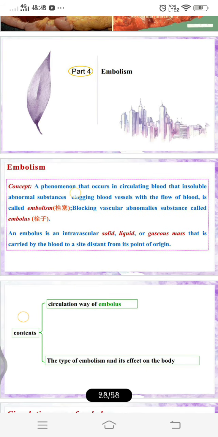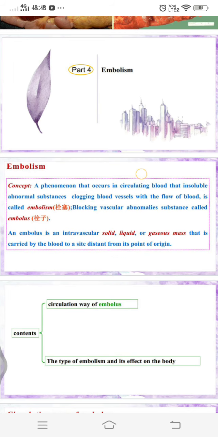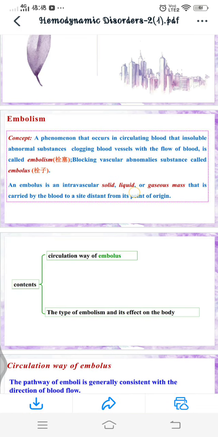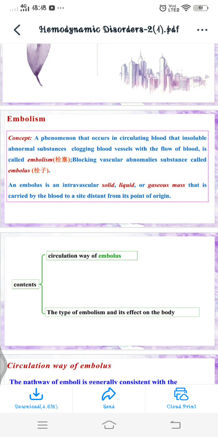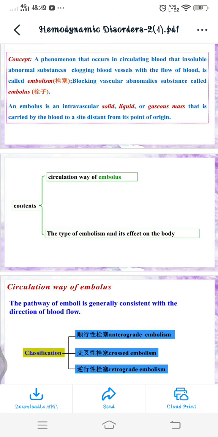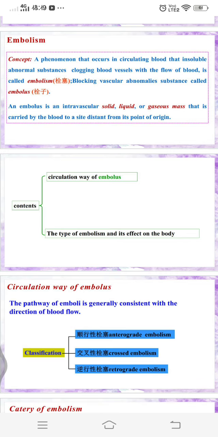The phenomenon that occurs in the circulating blood, where an insoluble abnormal substance clogs the blood vessel and blocks the flow of blood, is called embolism. The blocking abnormal substance is called an embolus. So an embolus is intravascular, may be solid, liquid or gas, and is carried by the blood to a site distant from its point of origin. Based on this, it is divided according to the circulation pathway of an embolus, the type of embolism, and its effect on the body.